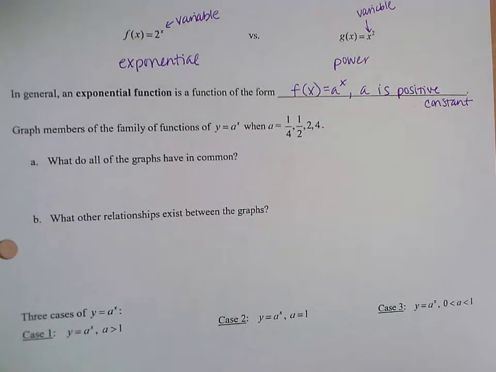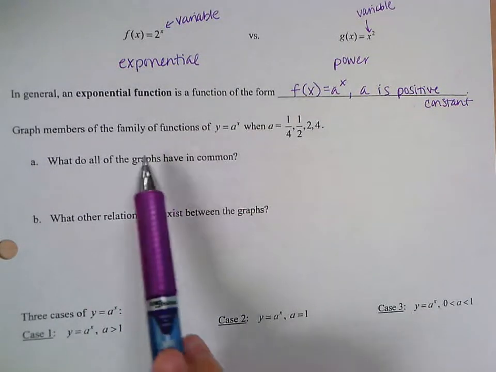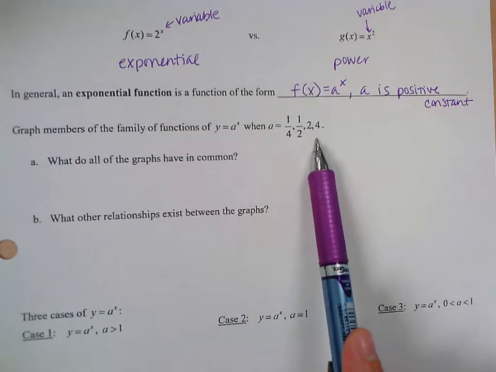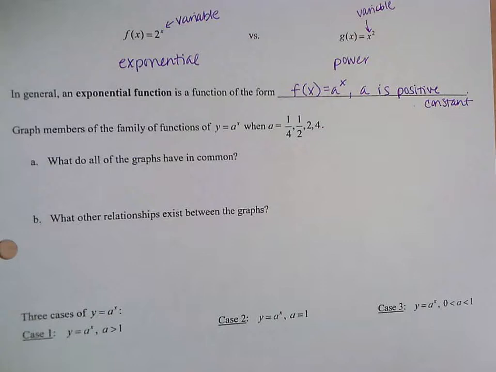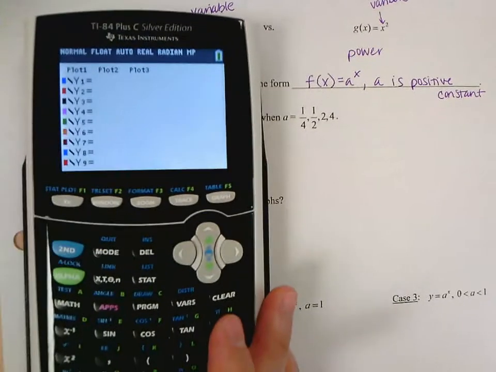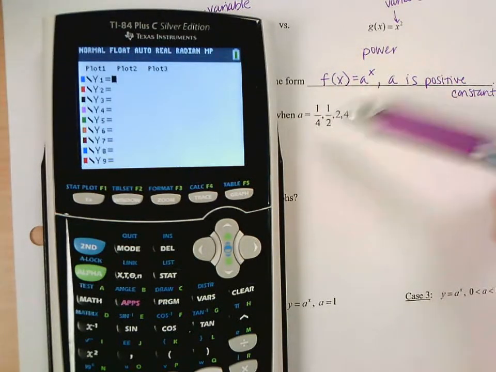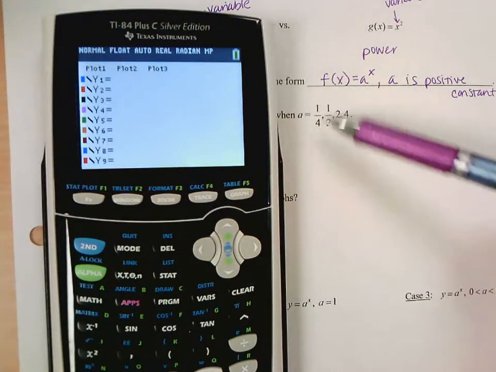So the first thing I have for us to look at are just some characteristics of the graphs of exponential functions. So I have on here to graph members of the family of functions y equals a to the x for these 4 different values of a, and graph them on the same screen. So I'll graph them on my calculator. You can certainly look up at my screen, but if you want to graph them on your own to see that right in front of you, you can certainly do that as well. And make sure when I'm typing in, for example, 1/4 to the power of x, I should put the 1/4 in parentheses.